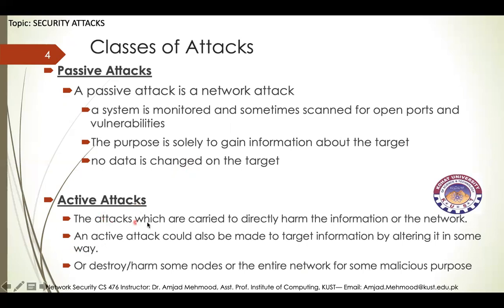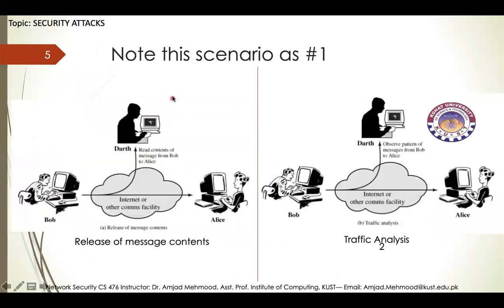Whereas in active attacks, the attacks are carried out to directly harm the information on the network. An active attack could also modify target information by altering it in some way, or destroy some nodes or the entire network for some malicious purpose. So the main difference between active and passive attacks is that in passive attacks no alteration or modification is done, whereas in active attacks the content or data is changed.